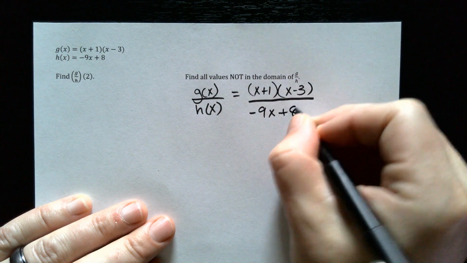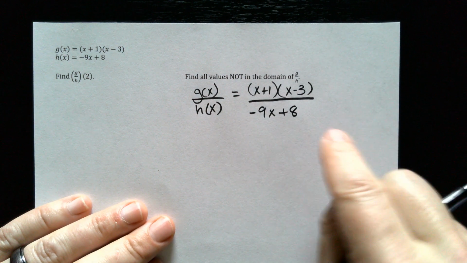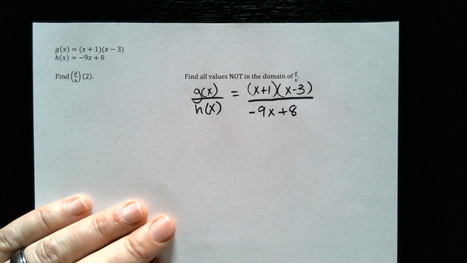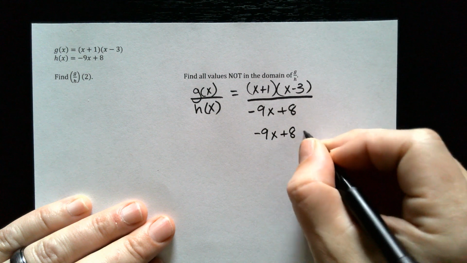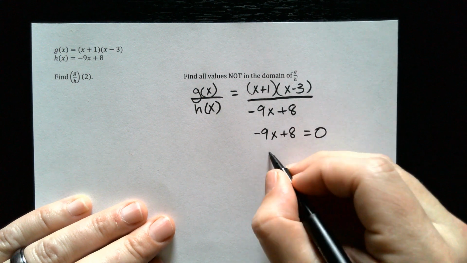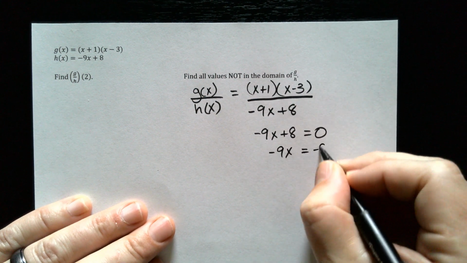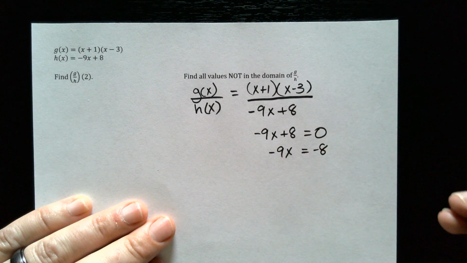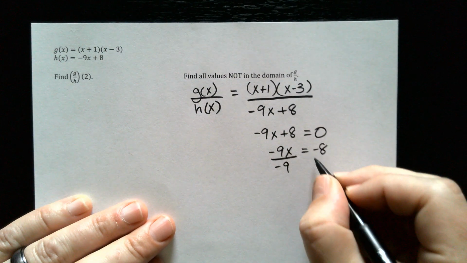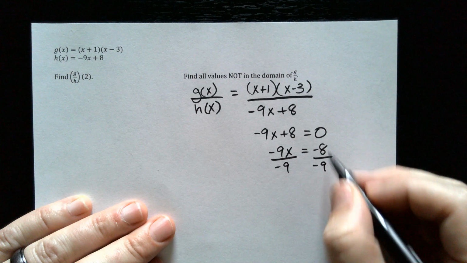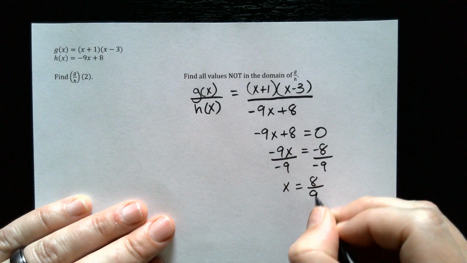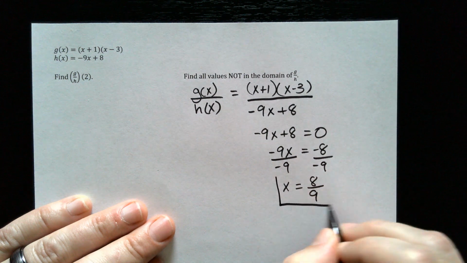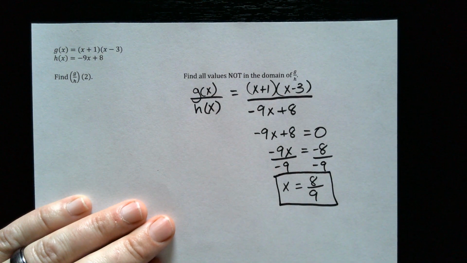-9x plus 8. Okay, so to determine what your problems are in the domain, then you set the bottom equal to 0. So -9x plus 8 equals 0. So that gives us -9x equals -8 when I move this 8 over. And then when I divide both sides by -9, the negatives cancel, but it can't be reduced any further. So x is equal to 8 over 9. That is the one value that you can't have in the domain.